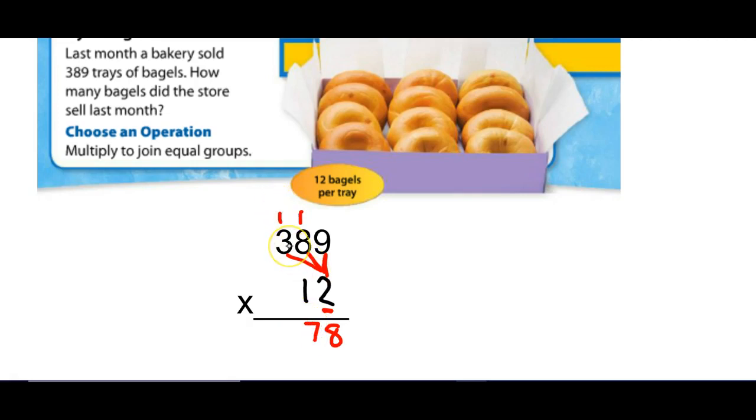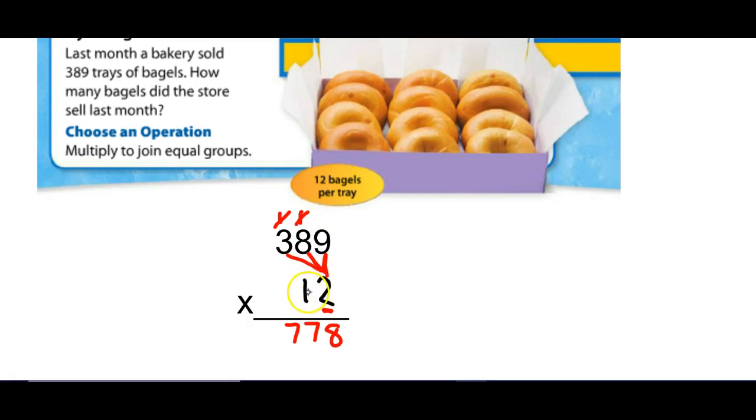2 times 3 is 6, plus 1 is 7. Now at this point, we've multiplied 389 times 2. So we're going to cross out all of the regrouping marks so that we don't make a mistake later. Okay? And then we're going to take the next digit on the bottom, the 1, which is in the tens place.